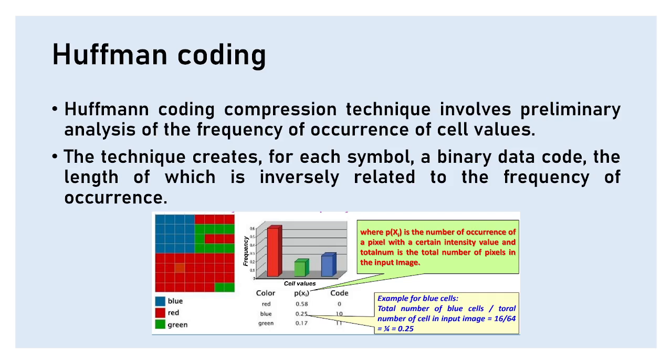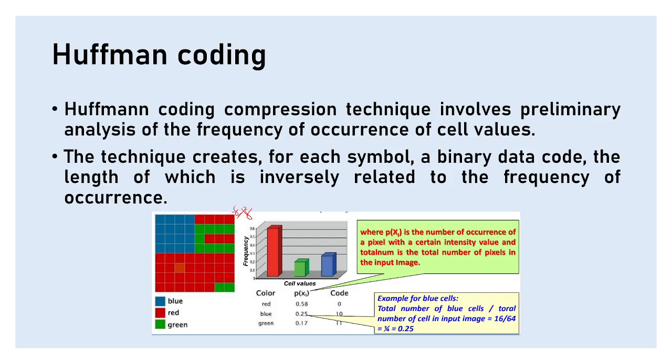Here pxi is the number of occurrences of a pixel with a certain intensity value, and total number is the total number of pixels in the input image. The total number of pixels in this input image is 64, because this is 1 2 3 4 5 6 7 8, so this is 8 into 8, that is a 64 cell image.